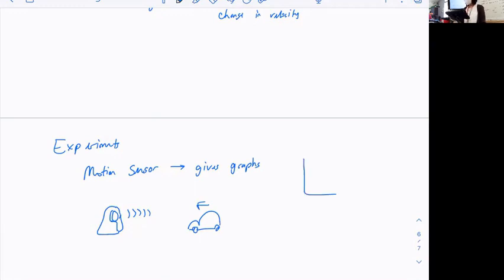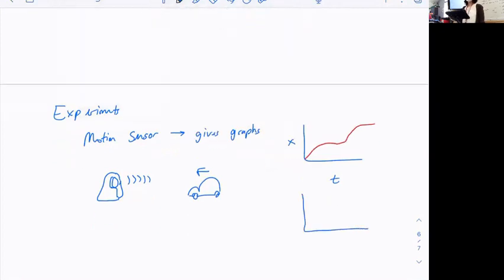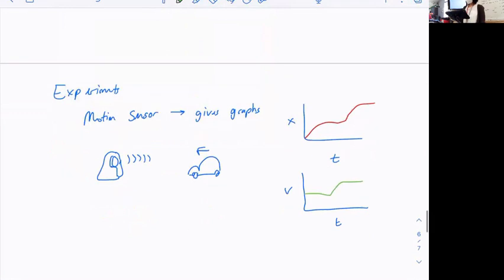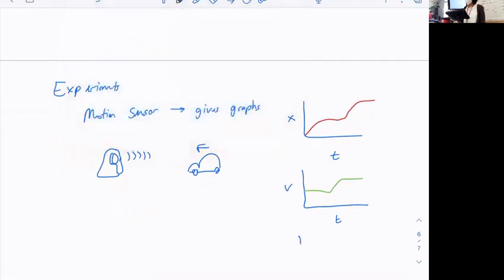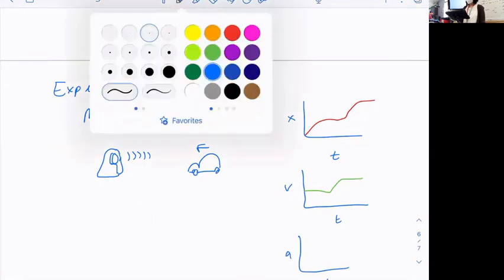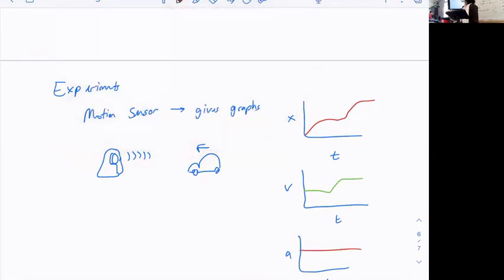You can do position time. What else could it graph? Even though you didn't have it graph this way, if it can give you position time, what else could it give you? It could give you velocity time, right? It could give you acceleration time. So when you're thinking about experiments and how you could measure things, a motion sensor can allow you to measure position, velocity, and acceleration.